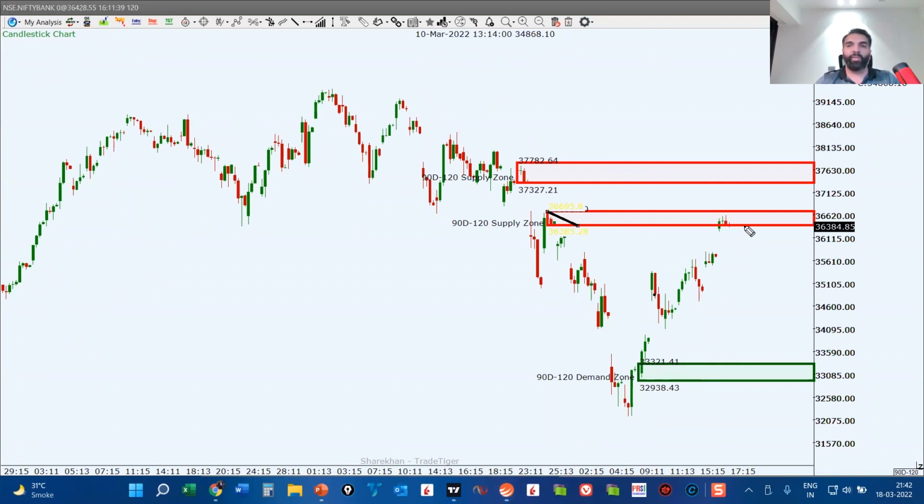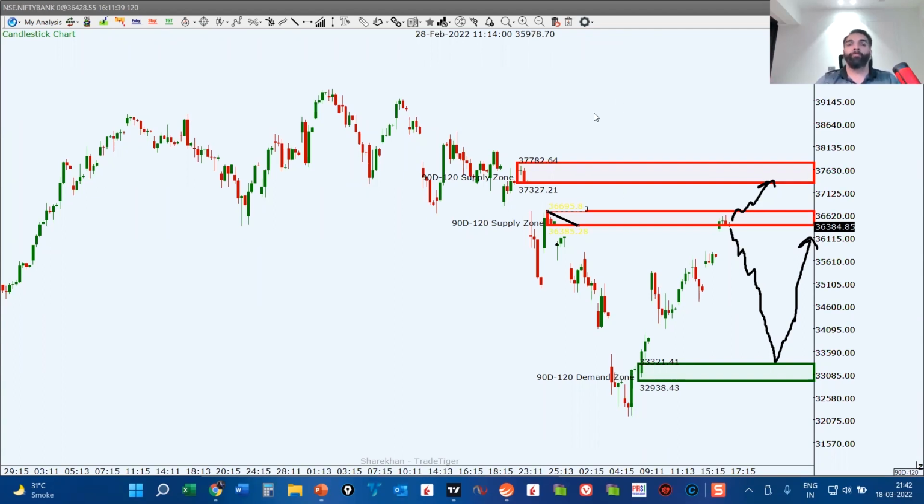So what do we expect for the next week to do? If there is a breakout, price will move towards this area of supply. And if the market begins to turn, then there will be some profit booking coming in. And if that happens, then markets might do something like this. So this is what we are expecting to see the markets do in the coming week.